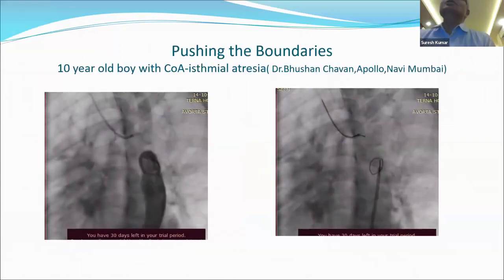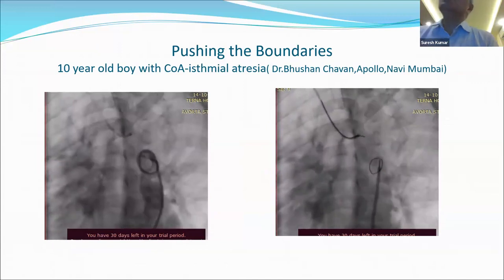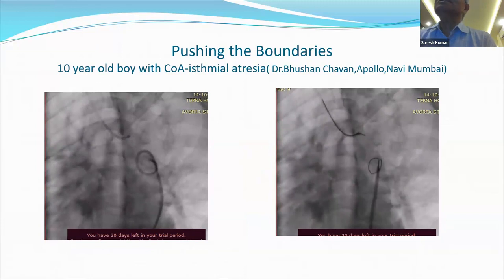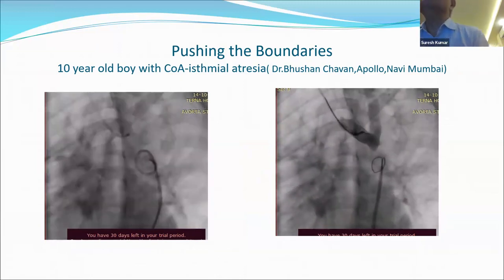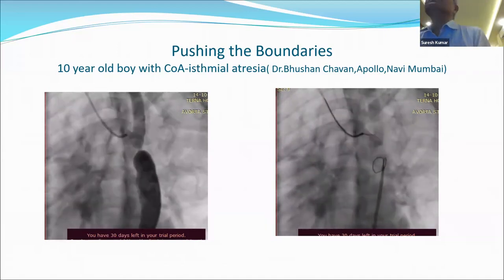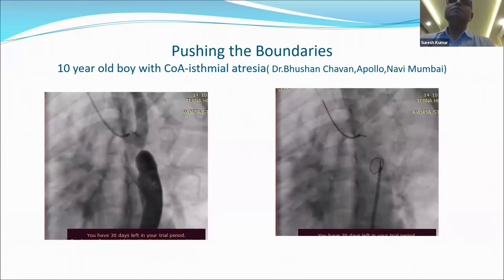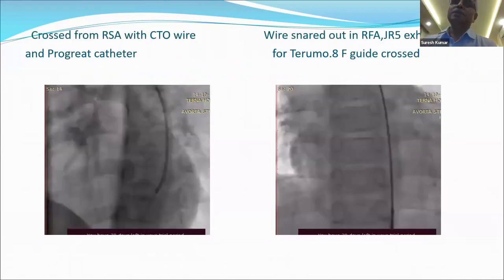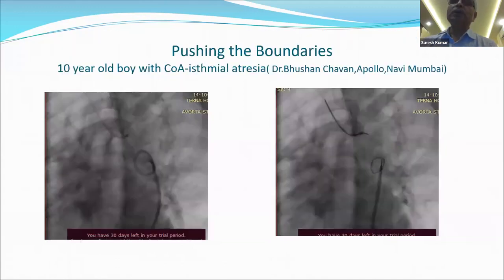Many of our youngsters push the boundaries of managing coarctation. Once in a while, we get cases like this where there is an isthmal atresia. This case has been shared with me by Dr. Bhushan Chavan from Navi Mumbai. I had a similar case, in fact, maybe 20 years ago. In this, you can see the obvious problem. There is no continuity.